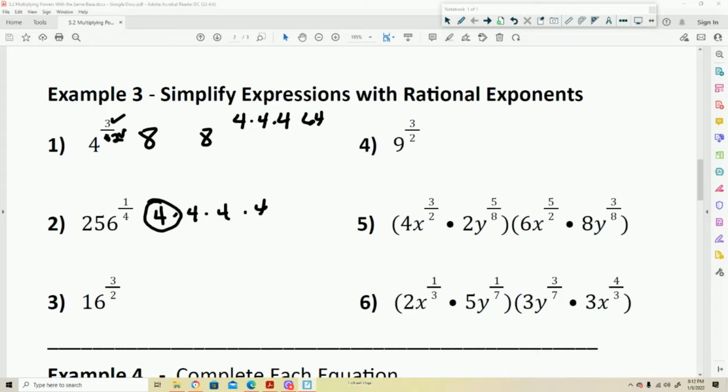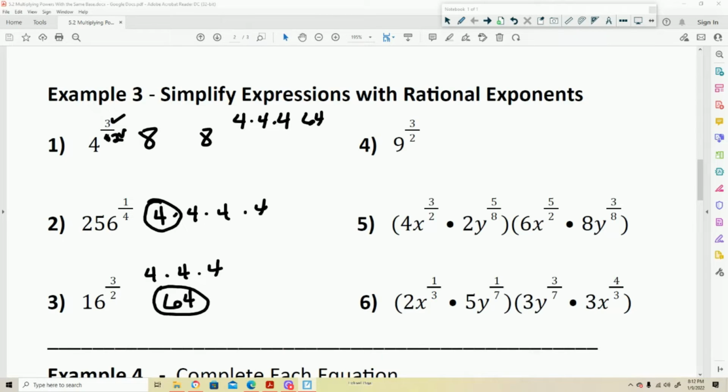Okay, let's look at this one. Since this is 16, it'd probably be better to take the square root first instead of cubing first. So take the square root of 16, that's 4, and then that top number means to multiply it 3 times. So 4 times 4 is 16, times 4 is 64. Okay, so we get a final answer of 64. Again, we take the square root, which is 4, and then cube it. 4 times 4 is 16, times 4 is 64, and there's our final answer.